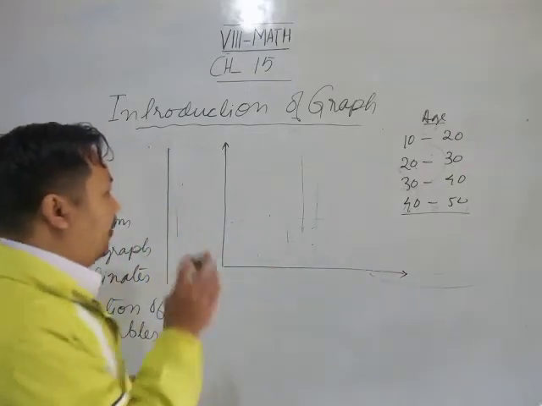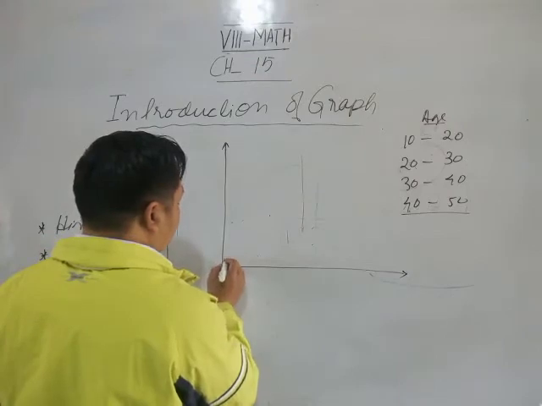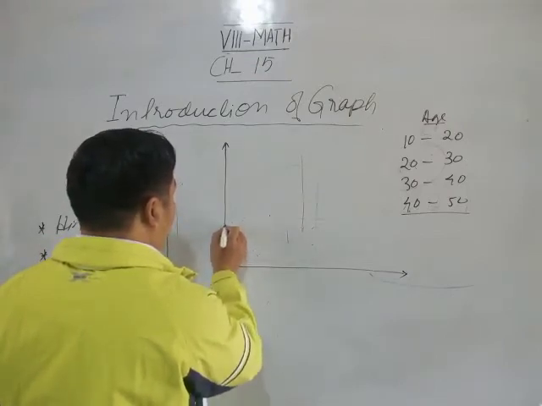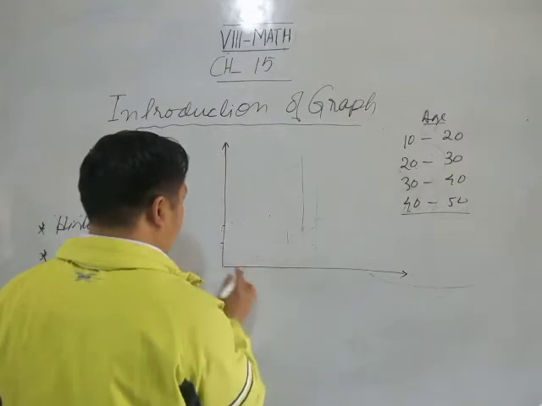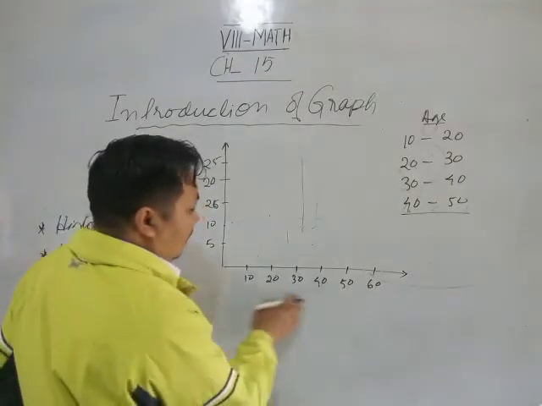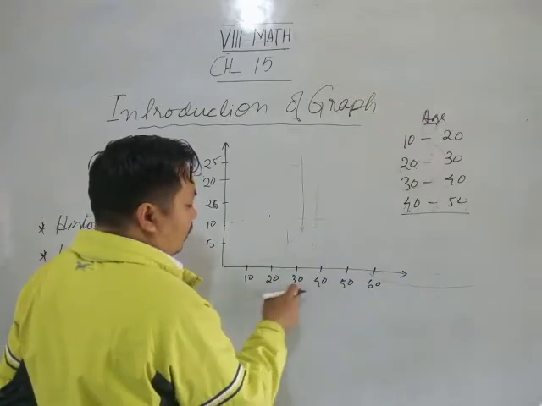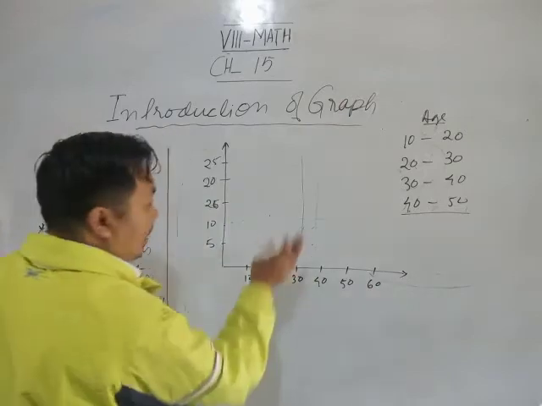How? You see here, for this we are going to represent. Let us say 10, 20, like this. So these are the intervals, the age of the people, isn't it? 10 to 20, 20 to 30, 30 to 40, 40 to 50, 50 to 60. So we'll take up to 60 here and start from 10.